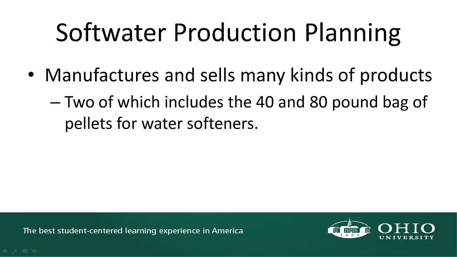Okay, again, the company is called Soft Water. They actually produce pellets for water softeners, and in particular they sell many different kinds of products, but their two primary products include a 40-pound and an 80-pound bag of pellets.